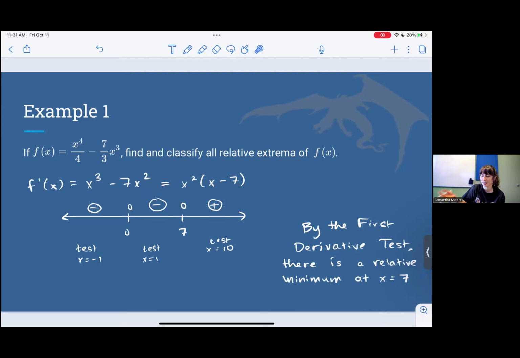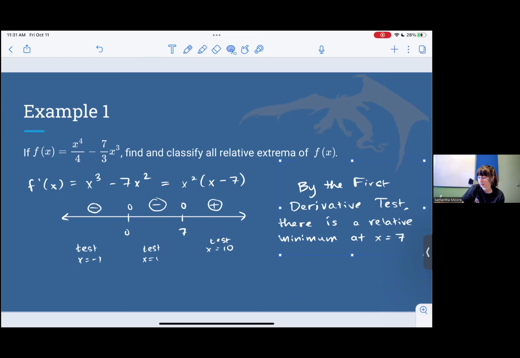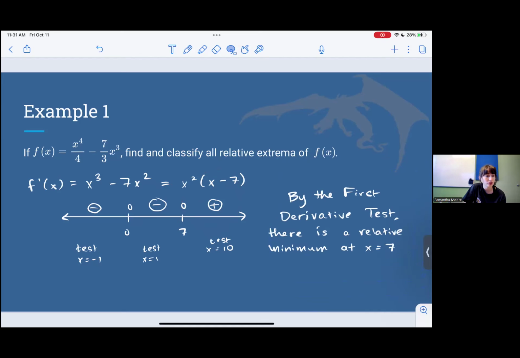Okay. So that is an example of implementing the first derivative test. You're just going to go through, find your signs of f prime, and then interpret changes in the sign of f prime.